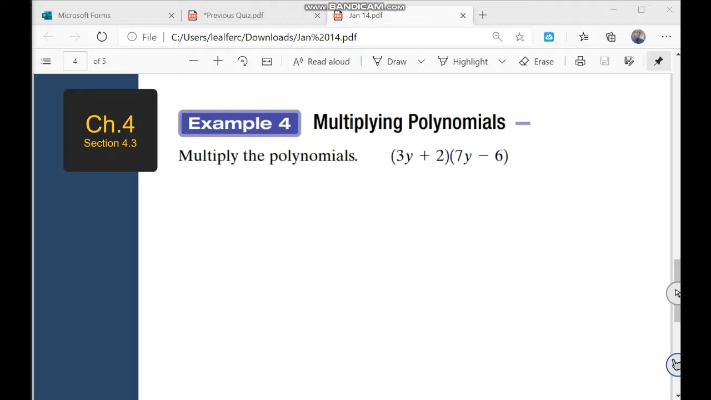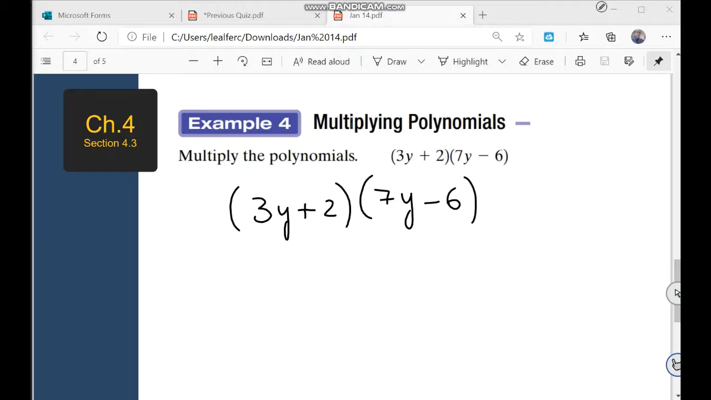Let me write down right here. And let me show, first thing that I want to show is how to work this out doing all the steps, okay? Not applying this FOIL method. And we have this binomial 3y plus 2 times 7y minus 6. This is not using the FOIL method, right? It's doing all the steps.